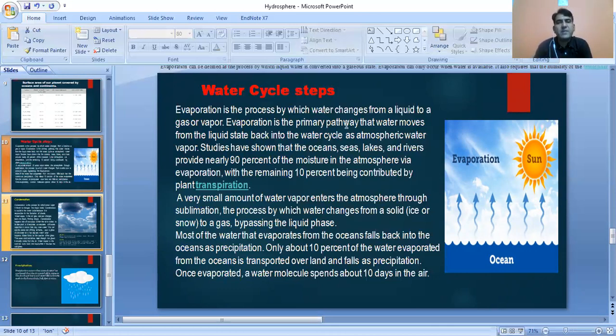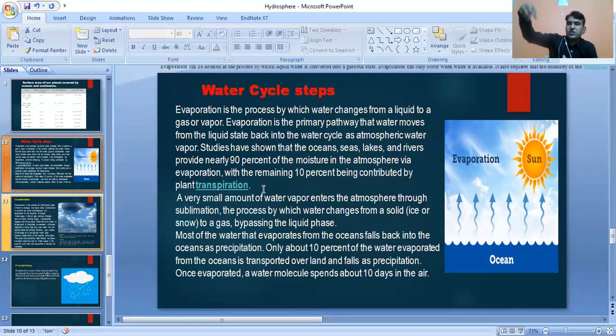Evaporation is the primary pathway by which water moves from the liquid state back into the water cycle as atmospheric water. Studies have shown that oceans, seas, lakes and rivers provide nearly 90% of the moisture in the atmosphere via evaporation, with the remaining 10% contributed by plant transpiration. So about 90% of the water is evaporated from the oceans, seas and lakes, and the rest comes from the plants, a process called transpiration.